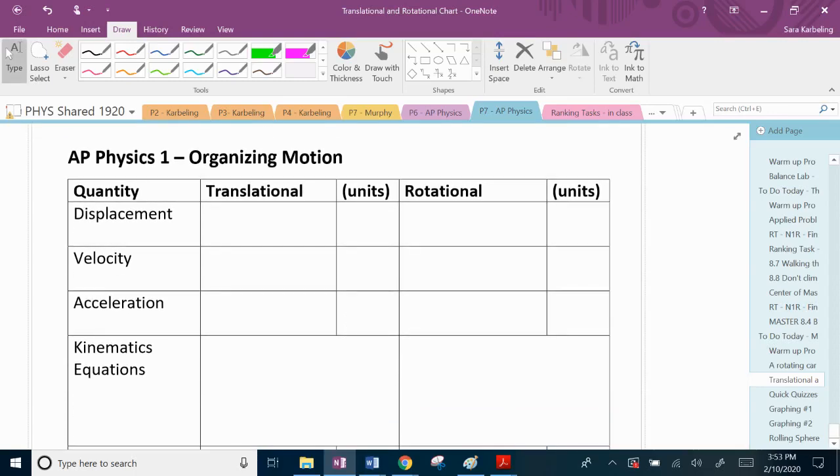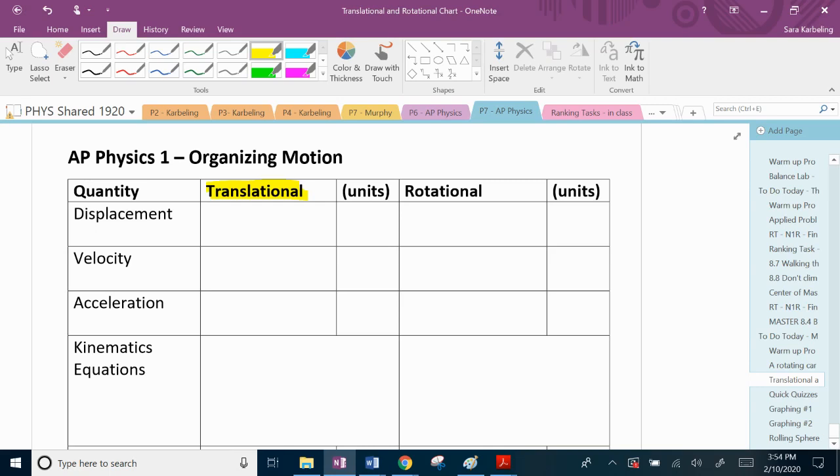Equating everything we already know to everything we don't know yet, okay? So there are two big columns. There's the quantity stuff over on the far left. And then the next thing over is labeled translational. So translational is all the motion that we've studied for the last however many months we've been together since August.